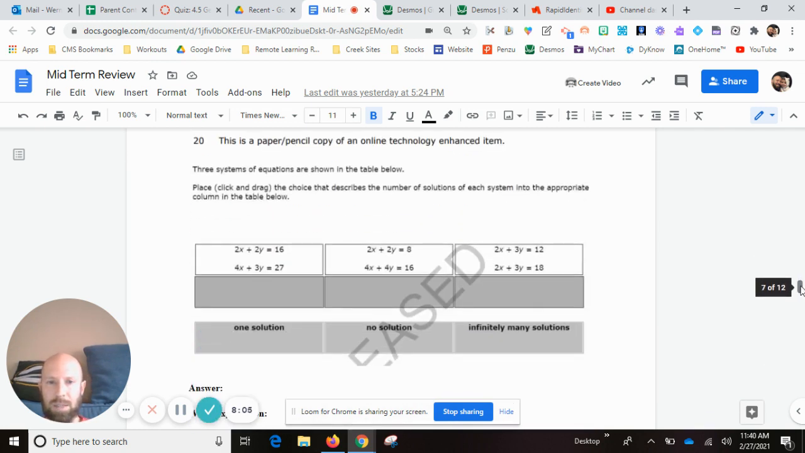All right, we have 3 systems of equations below. We need to figure out of these 3 which one has one solution, which one has no solution, which one has infinite. Remember, if there's one solution, they're going to cross at one point. If there's no solution, the lines will be parallel, they'll never touch. If there are infinite solutions, that means the lines will be the same. So let's take a look at our first one.